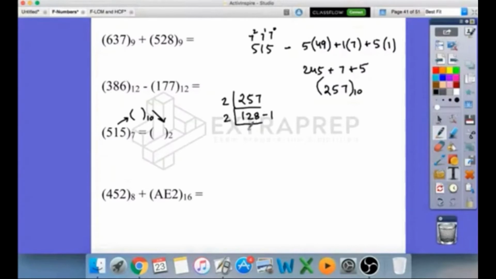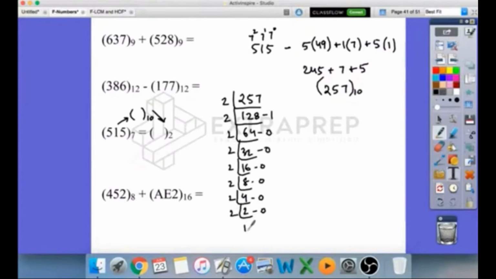Right? And then divide by 2. 64, 0. 2, 32, 0. 2, 16, 0. Divided by 2, that's 8, 0. Divided by 2, 4, 0. Divided by 2, 2, 0. Divided by 2, 1 time. And the remainder is 0. You take in the reverse order, that's 1, 0, 0, 0, 0, 0, 0, 0, 1. Base 2. This is the answer.